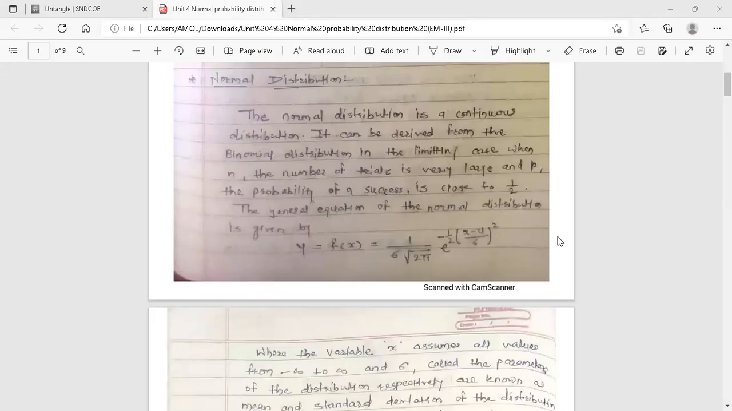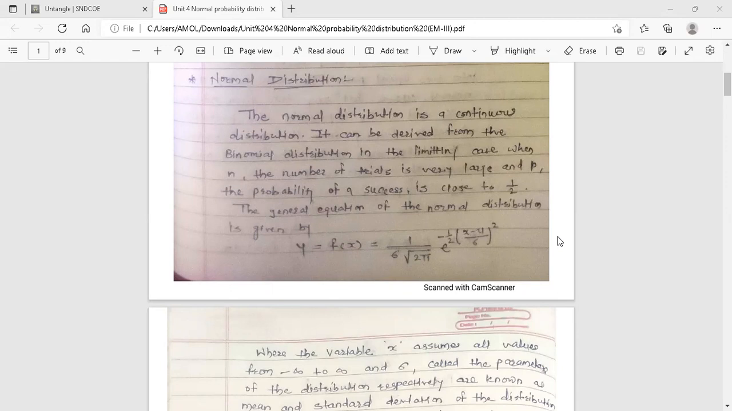Hello dear students, this is your Engineering Mathematics 3 lecture. Today's topic is normal probability distribution. This topic is from the 4th unit, probability and probability distribution. Already we have discussed binomial distribution and Poisson distribution. Now here we are going to discuss normal probability distribution.